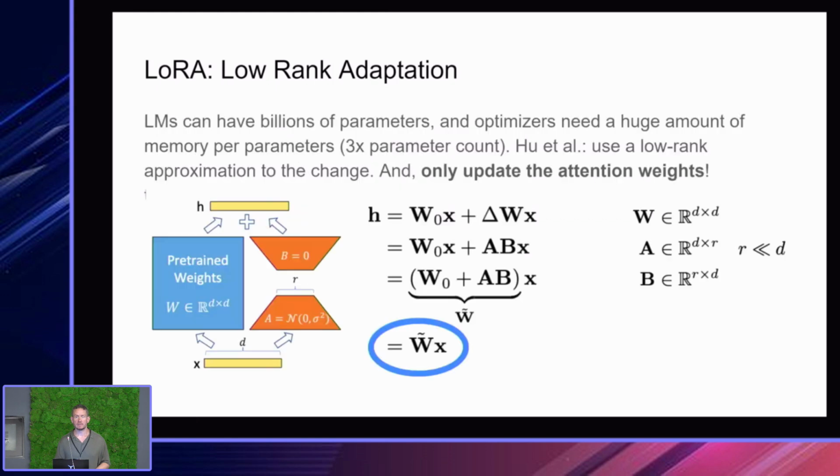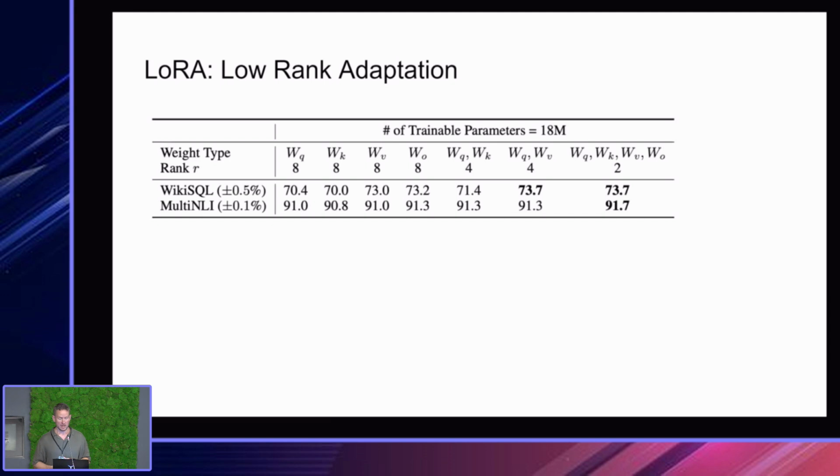Do you actually change W naught or just AB? Oh, you just change AB. Yes, sorry. To be clear, during learning, W naught is frozen and AB are updated, and that's everything. Okay.